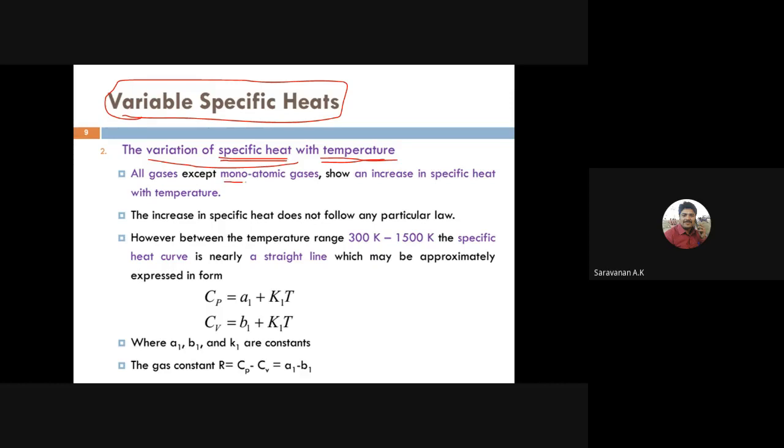Except for monoatomic gases. In the air fuel cycle we are using polyatomic gases, not monoatomic gases. For the air standard cycle we use only air, a perfect ideal gas, which is treated as monoatomic. But in the fuel air cycle we use a blended air fuel mixture, so it is not a monoatomic gas. So surely the specific heat variation will be there.